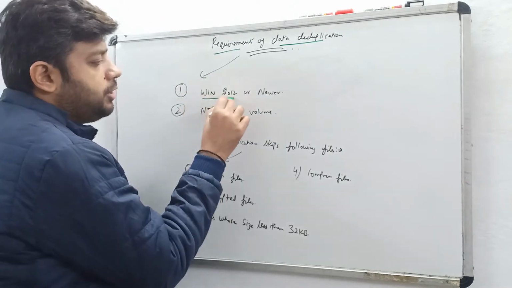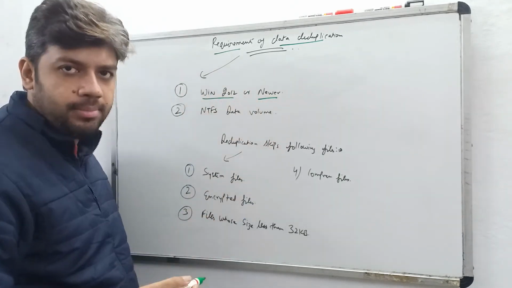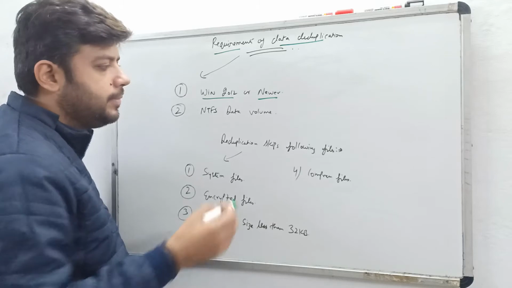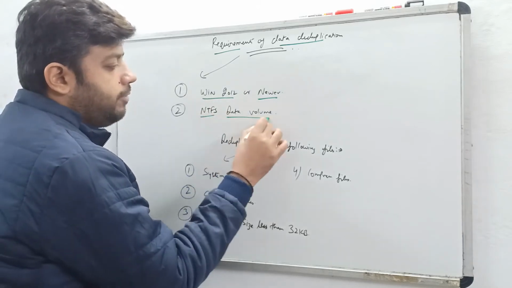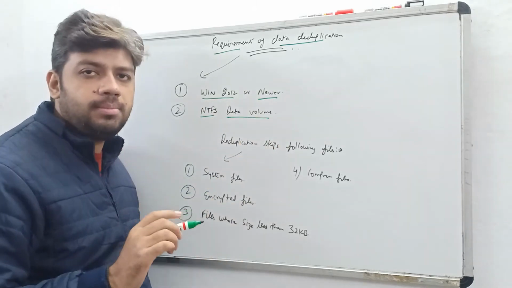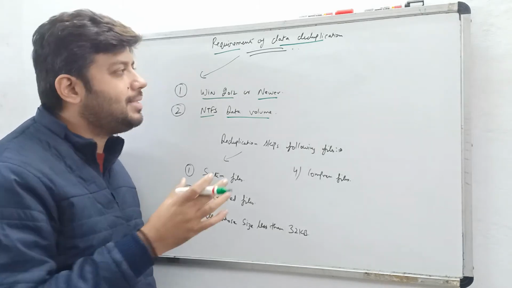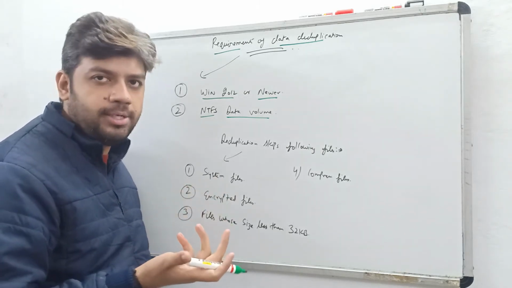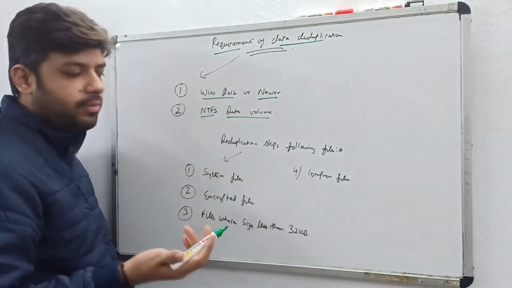So we need Windows 2012 or newer operating system. We're not able to install on 2008. Now NTFS data volume. So we need an NTFS file system data volume. Deduplication does not run on FAT32. We need a minimum of NTFS or ReFS.